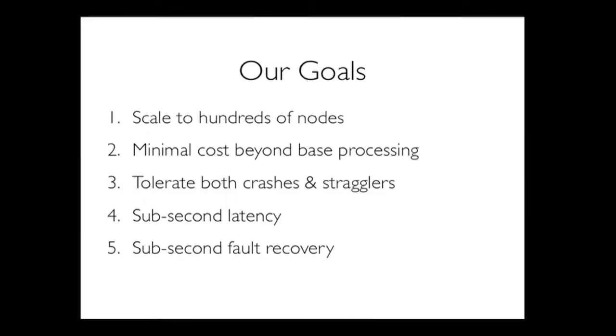So in our system, we wanted to design a system that can meet a set of fairly ambitious goals. We wanted to be able to scale to hundreds of nodes and to have minimal cost for the computation beyond the base processing, so definitely not 2x replication. We wanted to tolerate both crashes and stragglers, and we wanted to be able to achieve sub-second latency and sub-second fault recovery. So how did we do this?